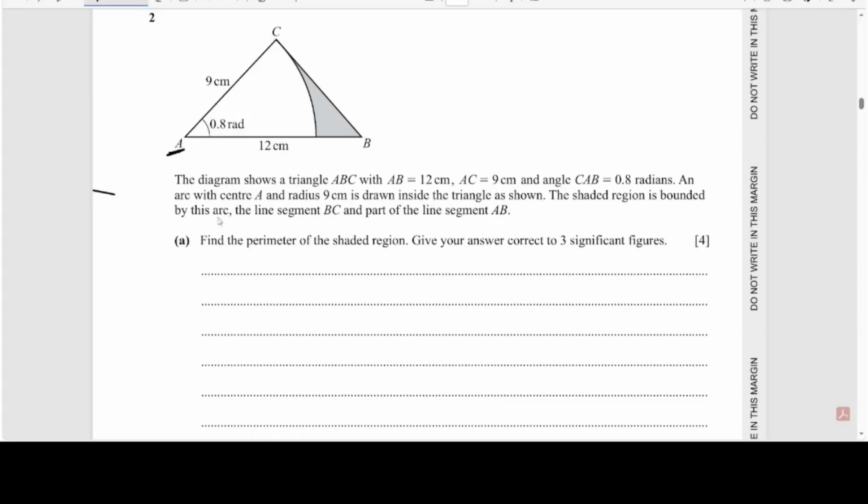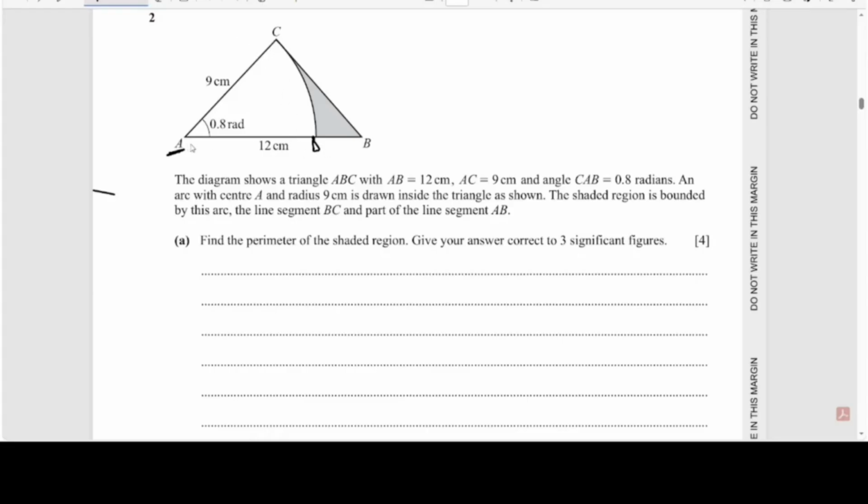The shaded region is bounded by this arc, the line segment BC, and part of the line segment AB. You have to find the perimeter of the shaded region, and the answer should be given correct to 3 significant figures. Remember, perimeter is the length around a figure. So perimeter of the shaded region means that we need to find, let me name this part D for identification purposes, line DB, line BC, and then arc CD.